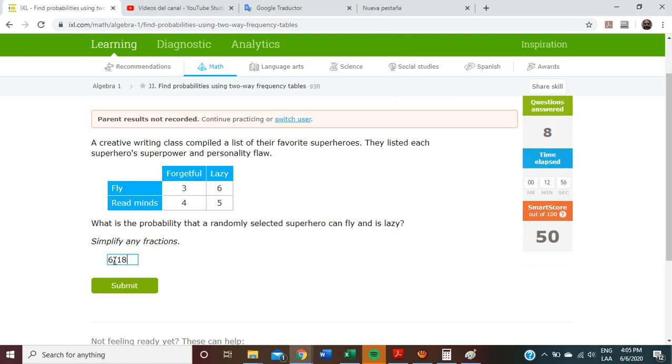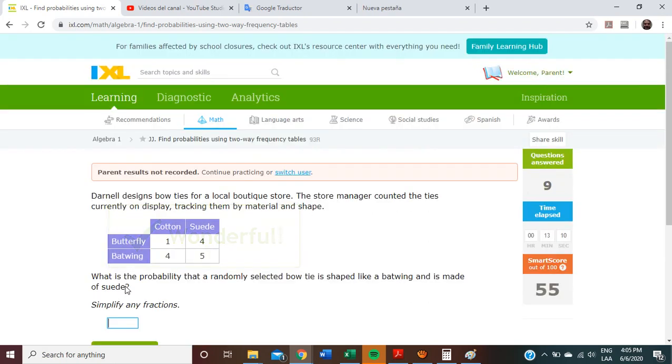But I can divide, or I can simplify this. So 6 divided by 6 equals 1. And 18 divided by 6 equals 3. So 1 out of 3. Okay, submit. And I think this is enough.